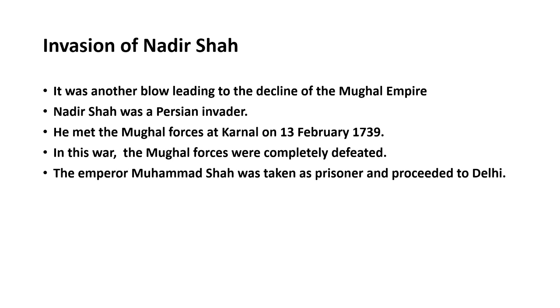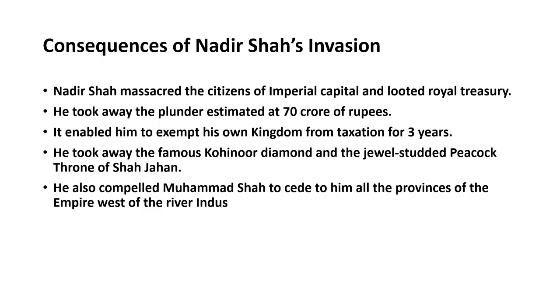The period of Muhammad Shah Rangila witnessed the invasion of Nader Shah from Persia. He first entered India in 1738. His army met the Mughal forces at Karnal on 13 February 1739. In this war between Nader Shah and the Mughal forces, the Mughal forces were completely defeated. The Emperor Muhammad Shah was taken prisoner and proceeded to Delhi. What did Nader Shah do at Delhi? He engaged in massacring the citizens of the imperial capital and looted the royal treasury.